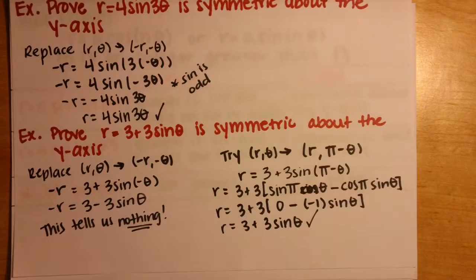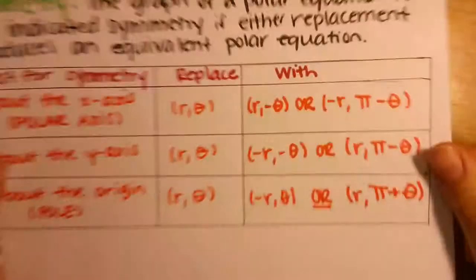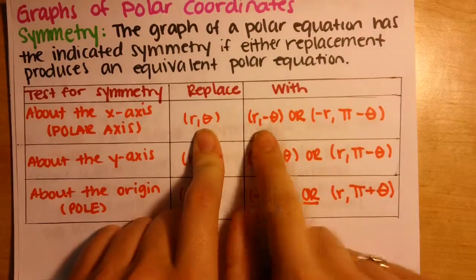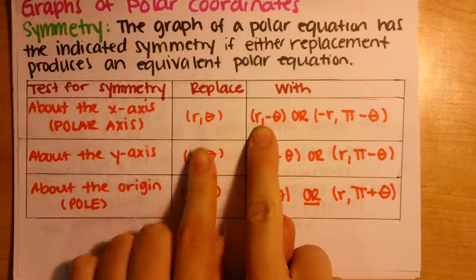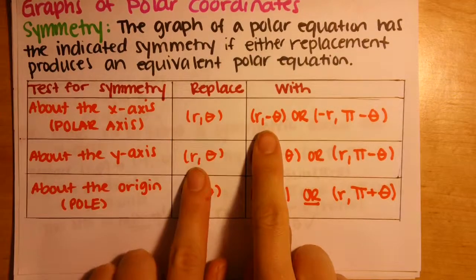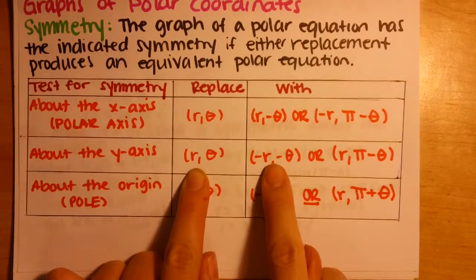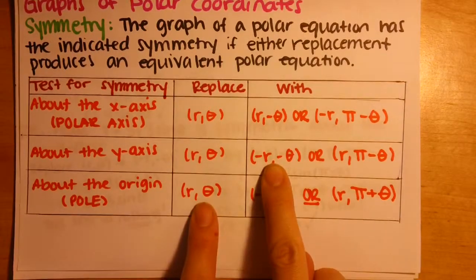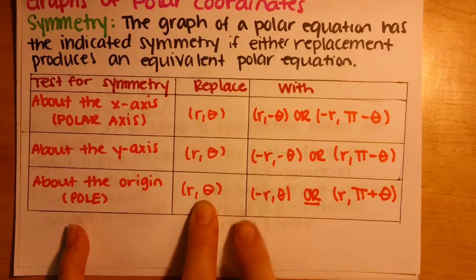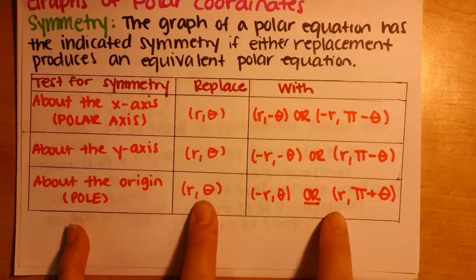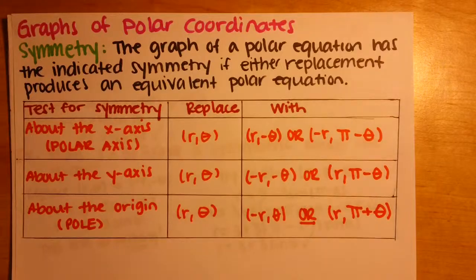And then being able to prove the symmetry by replacing r, theta with one of these two values to prove symmetry about the x-axis. To prove symmetry about the y-axis, replace r, theta with one of these two. And replace r, theta with one of these two to prove symmetry about the origin, or the pole. So that is it for this lesson.